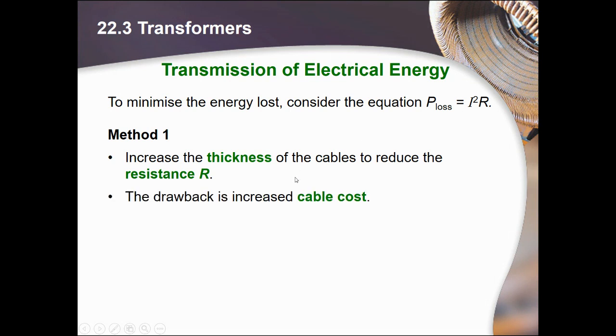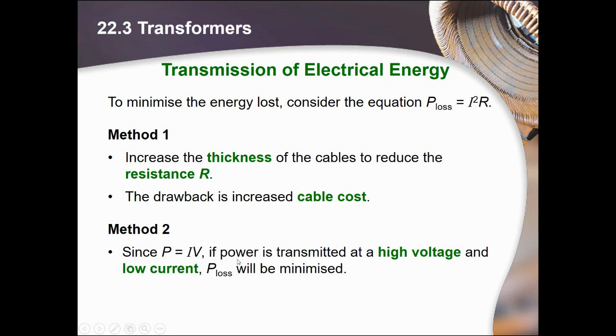But increasing the thickness means the cable will cost very expensive, and there are a lot of cables throughout the nation. Therefore the second method is, instead of reducing R, I can also reduce I. When I reduce I, the power loss will drop even more significantly because it's I squared R. So second method, I reduce the current. So how do I reduce the current?